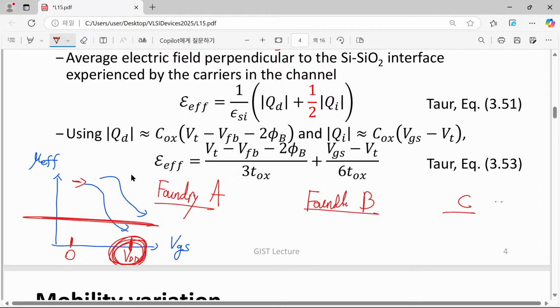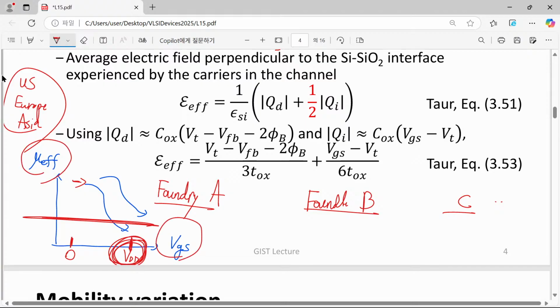certain researchers collected data from foundry A, foundry B, foundry C. At the time, it was from the USA, America, also Europe. There were so many European semiconductor companies, also Asian companies, mostly Japanese at the time. They collected all the data from these companies, and they tried to draw mobility as a function of gate voltage.